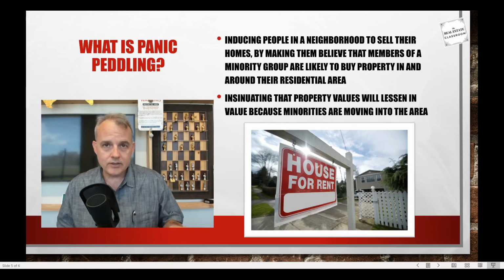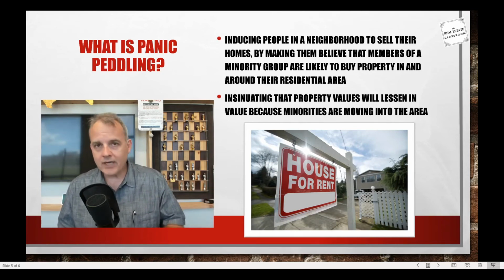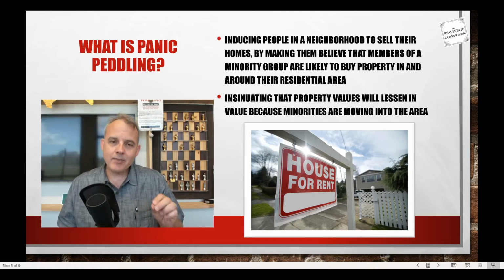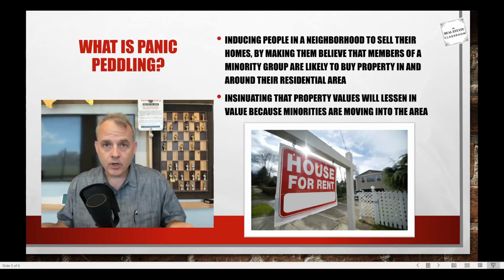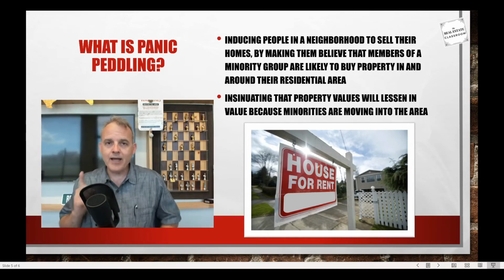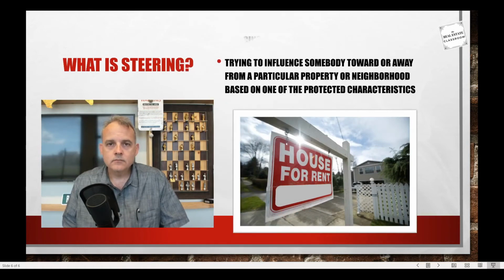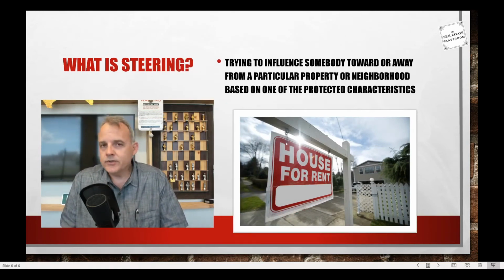Let's get you out of this neighborhood before you lose your equity when the market values tank. That is panic peddling. We are inducing that homeowner through panic to sell their home. And oh, by the way, I'm a licensed real estate professional and I can help you do that. That is panic peddling. Now, the fourth and final key fair housing term you have to know is called steering.